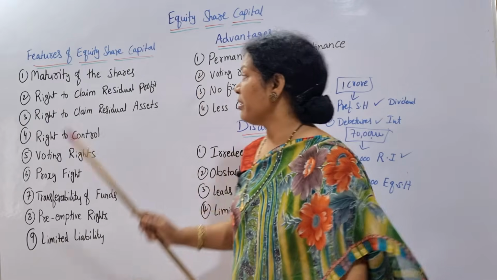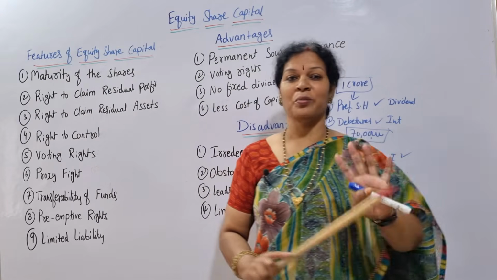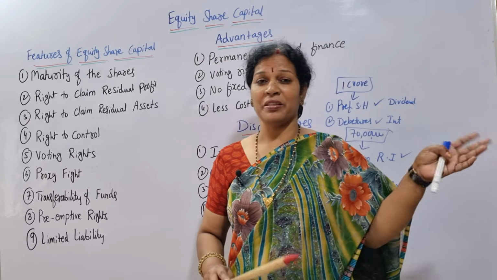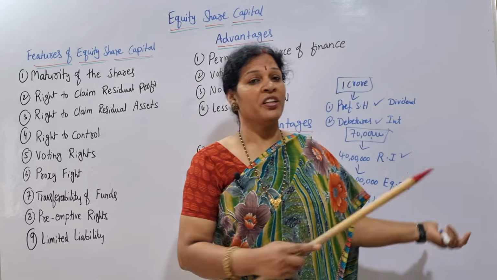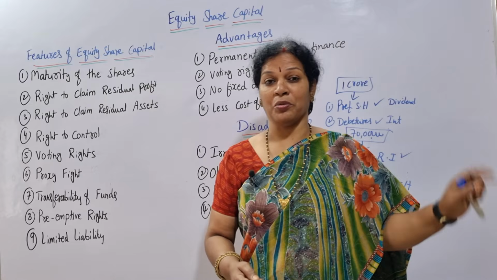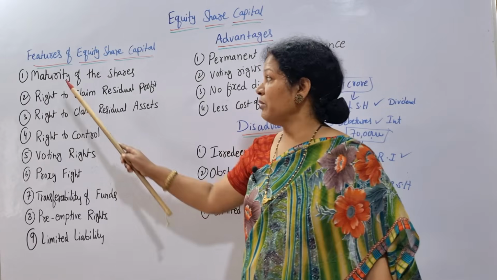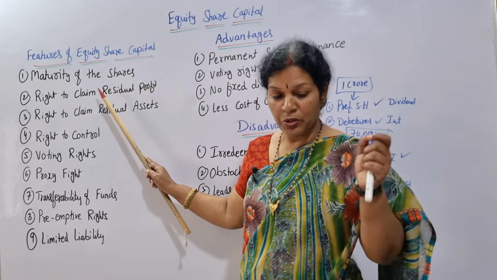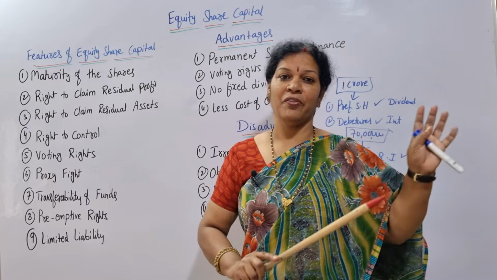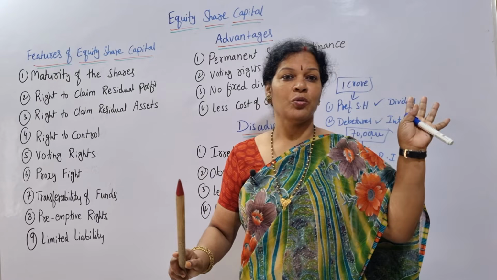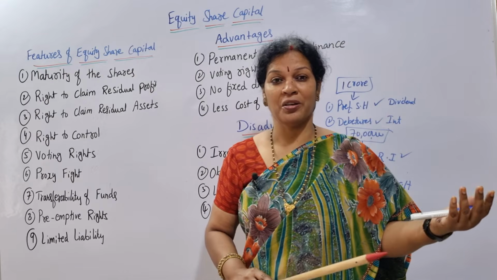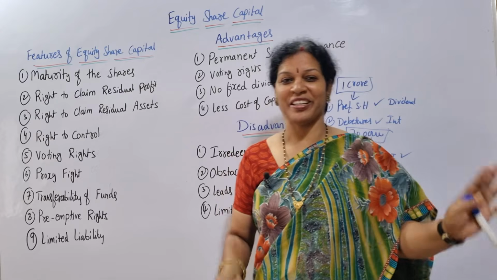But anyway, remember this: maturity of the shares is no maturity. Forever it will be in the company itself. As long as the company is getting profits, they are eligible for the profit. If no profit, they won't get anything. If the company is under loss, no profit. So when you purchase equity shares, they will be in the company forever. No question of redeemable, no question of maturity.